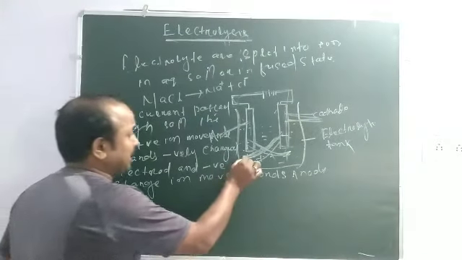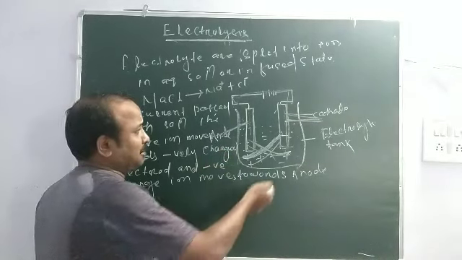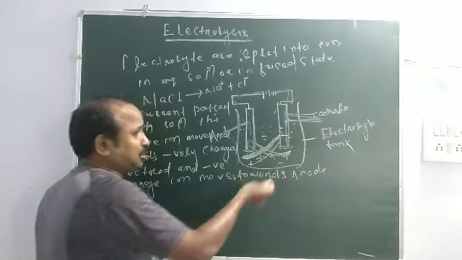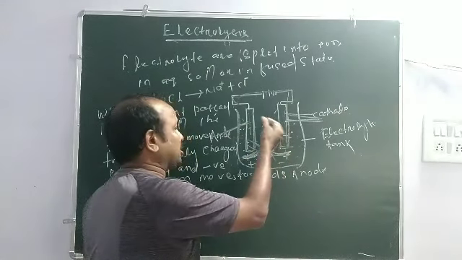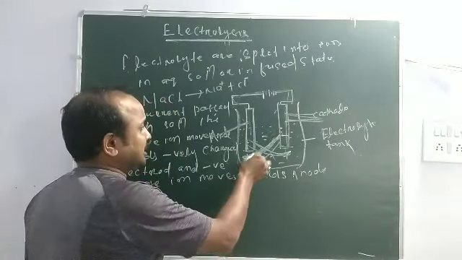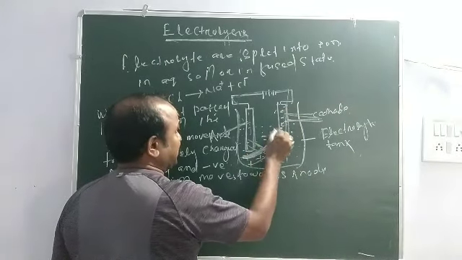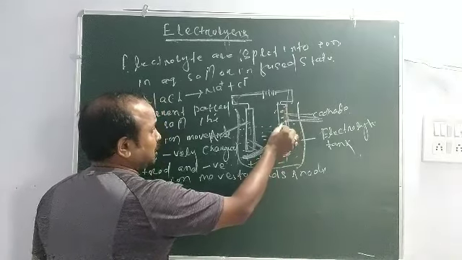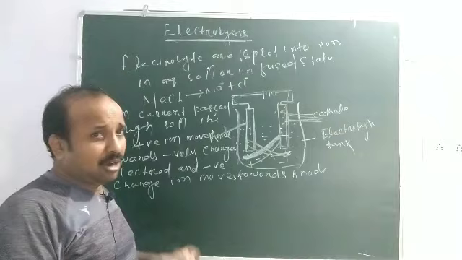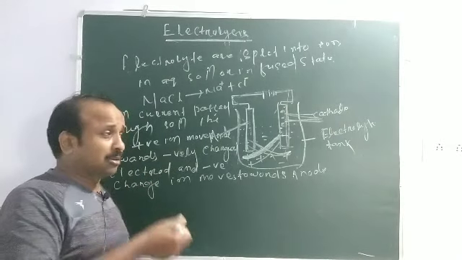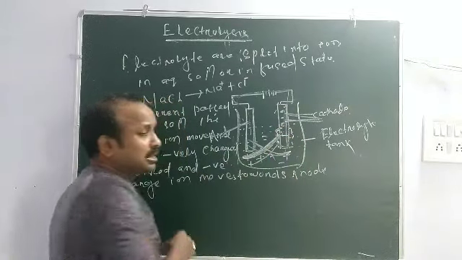So when a positive ion reaches the cathode, it accepts electrons, because here is the negatively charged electrode. Negatively charged electrode means the concentration of electrons is more than at the positively charged electrode. As electrons are present here, when the positive ion reaches the cathode, it gains electrons and is deposited or liberated at that electrode. If it is in solid form, it will be deposited on the cathode.